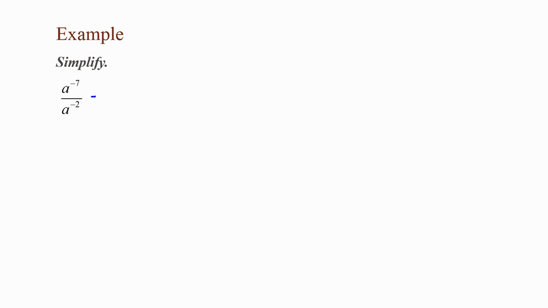First, get rid of all the negative exponents. So what that will do is move my a to the negative 7 from the numerator to the denominator, and my a to the negative 2 from the denominator to the numerator. So I have a to the 2nd over a to the 7th. 2 minus 7 is negative 5, which is 1 over a to the 5th.